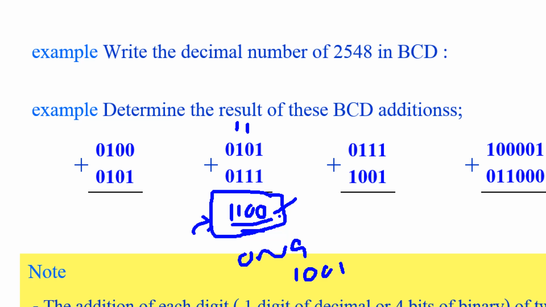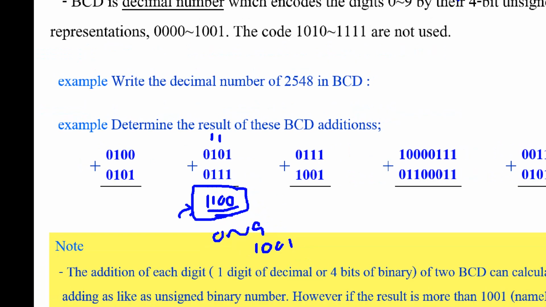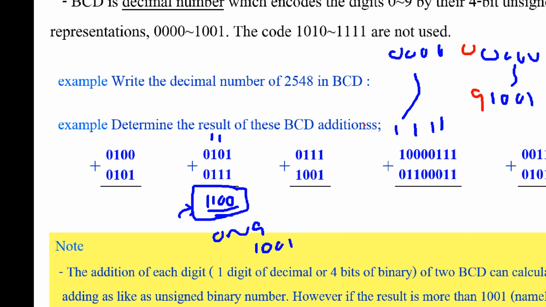Okay, so what should you do? Now the problem is you use 4-bit binary code. For 4-bit binary code, normally it can represent 0000 to 1111, right? But now you use only 0000 to 1001, you use 0 to 9. But 4 bits by itself is 0 to 15, okay? The difference is 6, right?